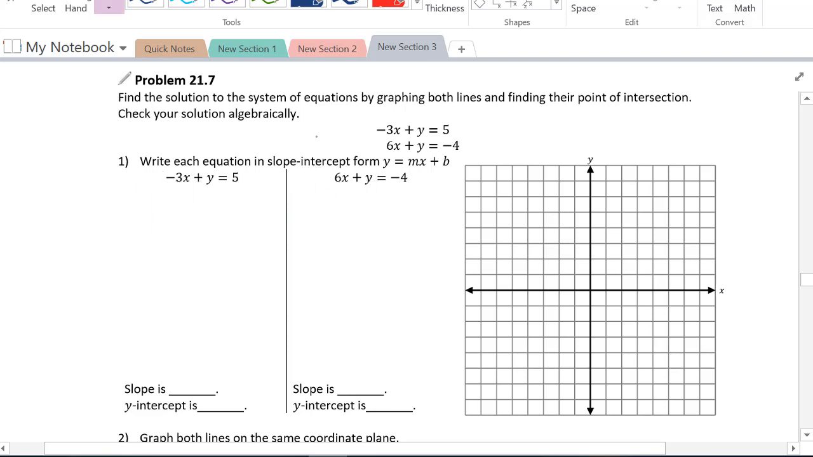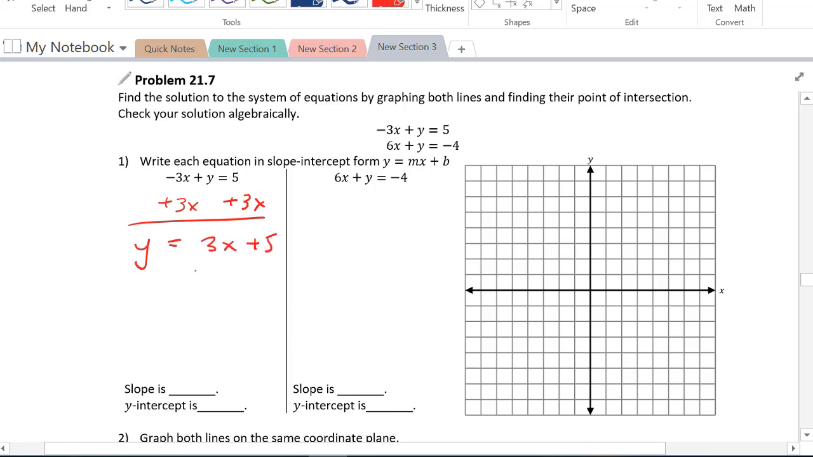So let's graph the first one. How do we graph it? We have to solve for y, right? We need to use slope and the y-intercept. So we're going to solve for y. How do we solve for y? Plus 3x to both sides. Right, so we get y is equal to 3x plus 5.